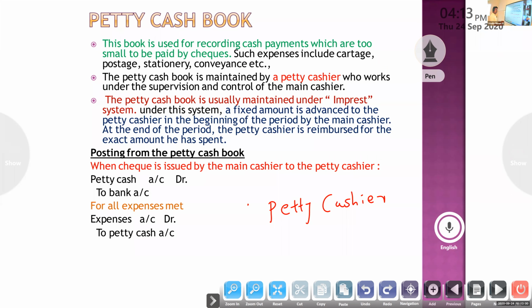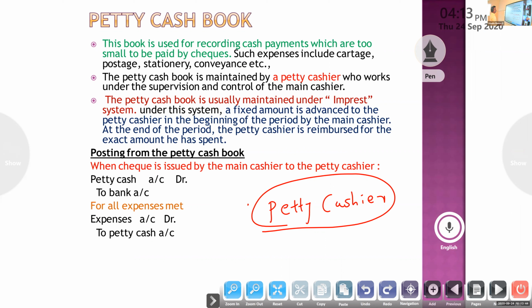Then he will make all the petty cash payments, small payments below 200 rupees. Then he will give a report to the main cashier. One main cashier will be there, preparing the cash book, cash account. Small payments he will give to another person to handle. If you record all the transactions in that cash book, it will become too bulky. So that work is given to another person, known as petty cashier. Then we will study what is meant by petty cash book.